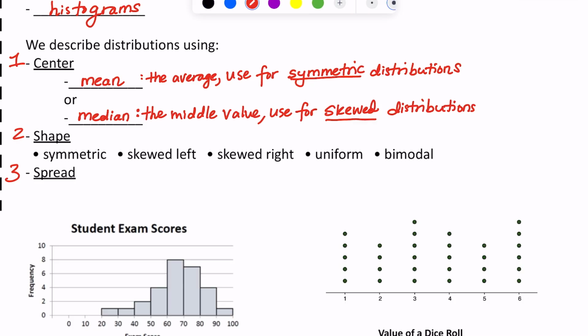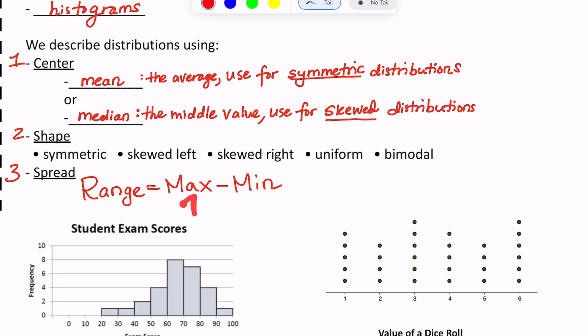Okay, last thing is the spread. If you're asked to describe the spread, what you're going to calculate is the range. And the range is just the maximum minus the minimum. The biggest number in the data set minus the smallest number in the data set.